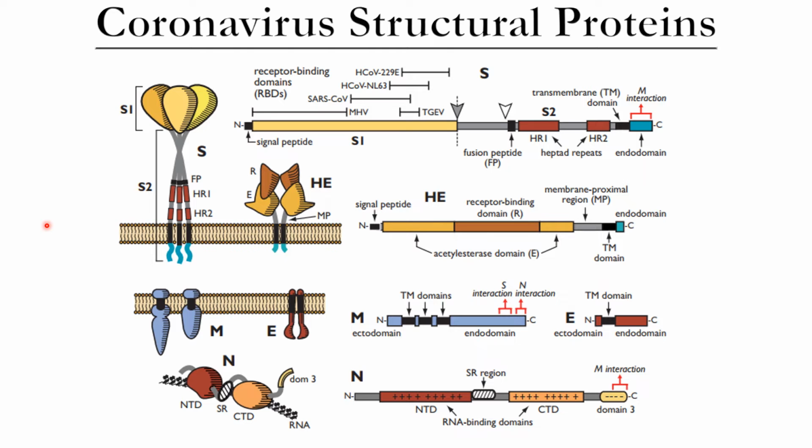M dimers appear to adopt two different conformations, a compact form that promotes greater membrane curvature and a more elongated form that contacts the nucleocapsid.